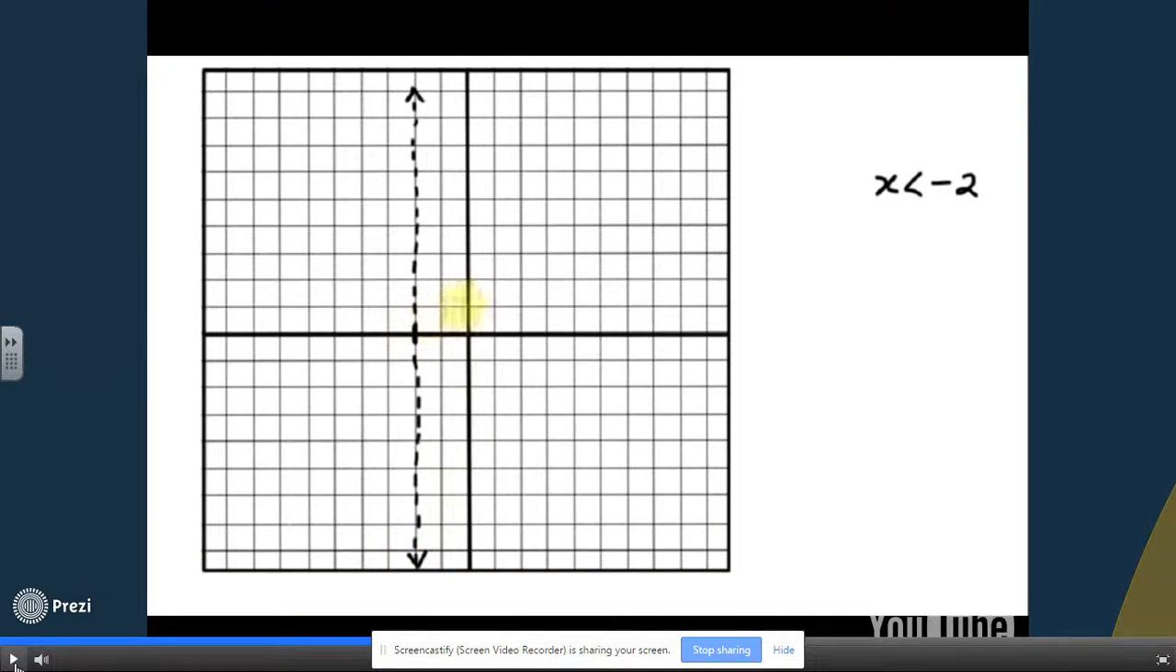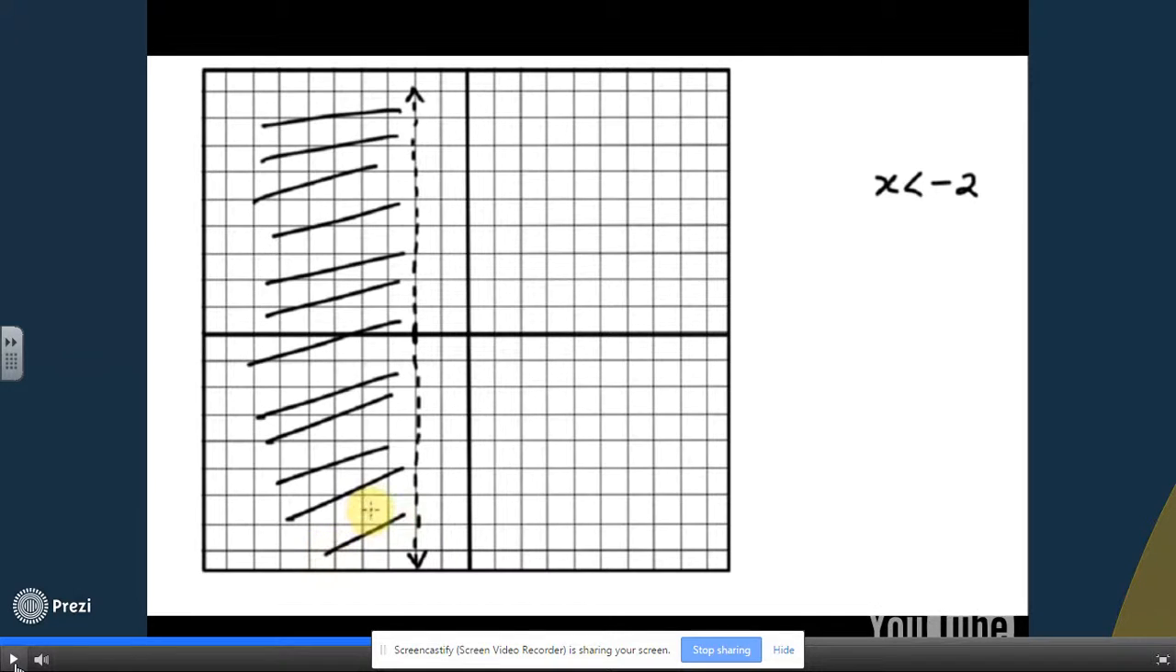And which side do I shade? Well, I want to shade the side where the x's are less than negative 2. And that would be on the left side. So there it is. There's my half plane. So that is... I'm talking about half plane.